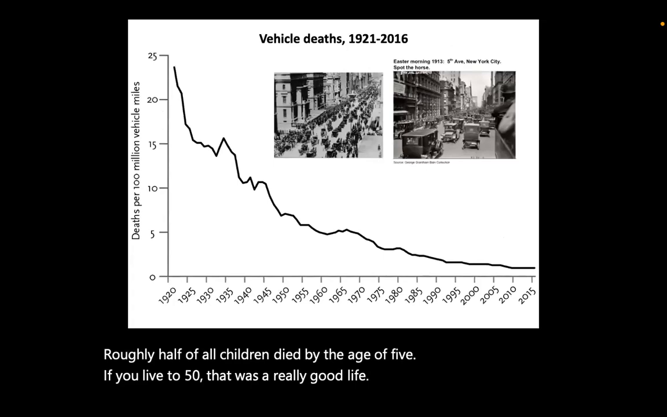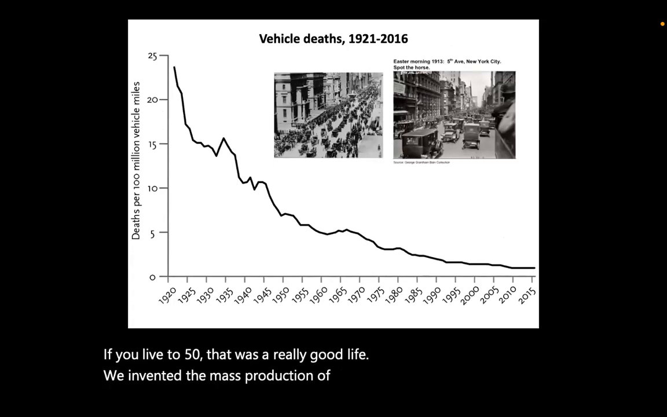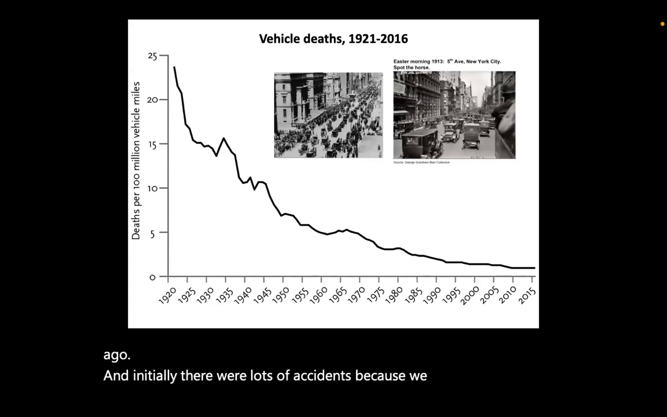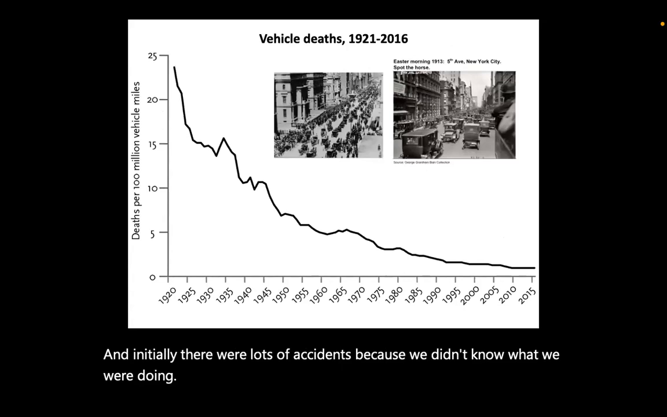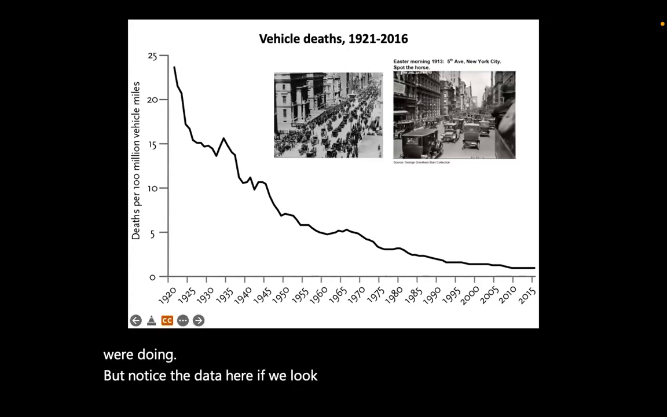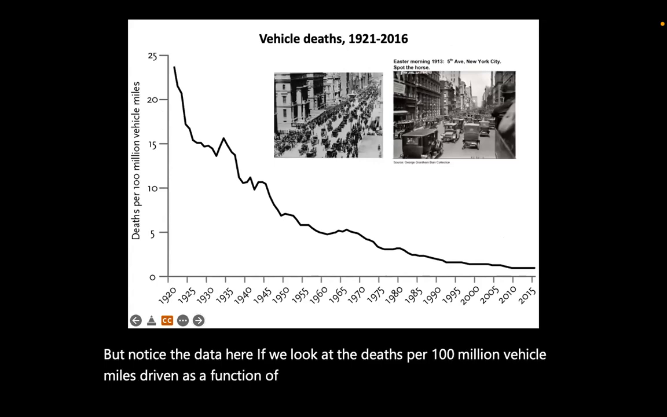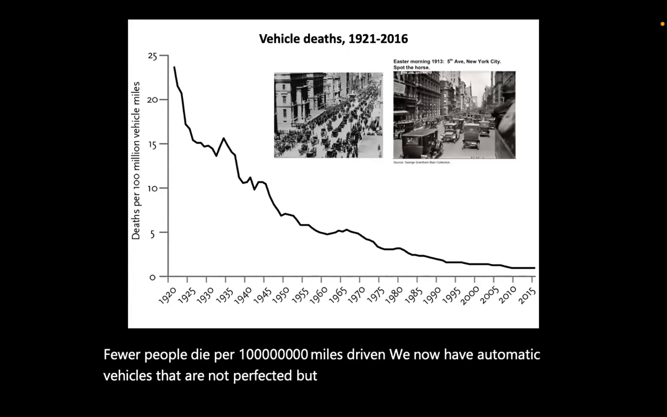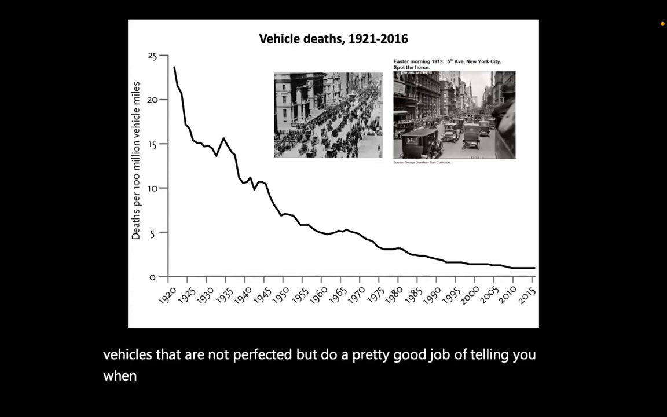We invented the mass production of automobiles, give or take a century ago. And initially, there were lots of accidents because we didn't know what we were doing. But notice the data here. If we look at the deaths per 100 million vehicle miles driven as a function of time over the last 100 years, vehicles are safer. Fewer people die per 100 million miles driven. We now have automatic vehicles that are not perfected, but do a pretty good job of telling you when you're drifting out of your lane, bringing you back to focus on driving.